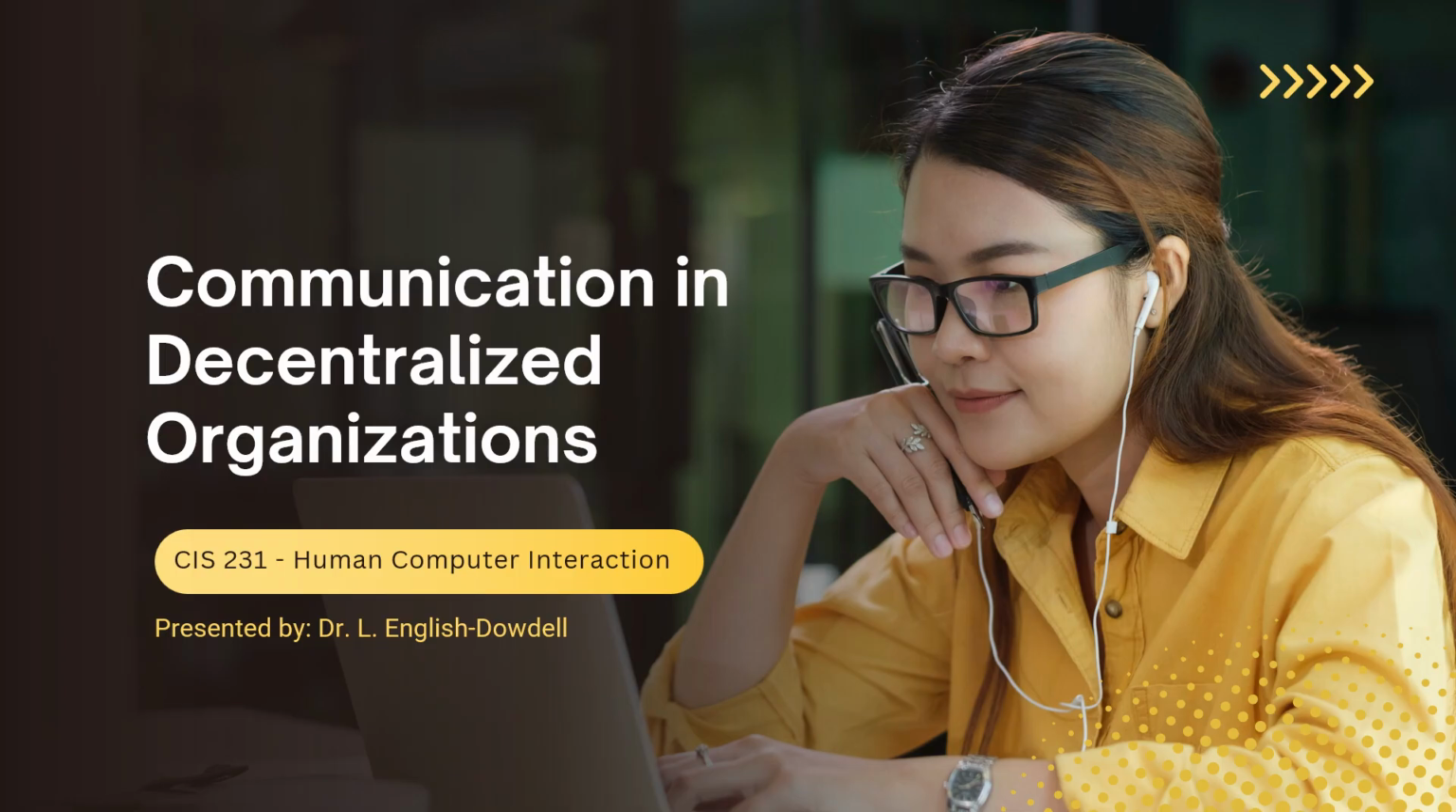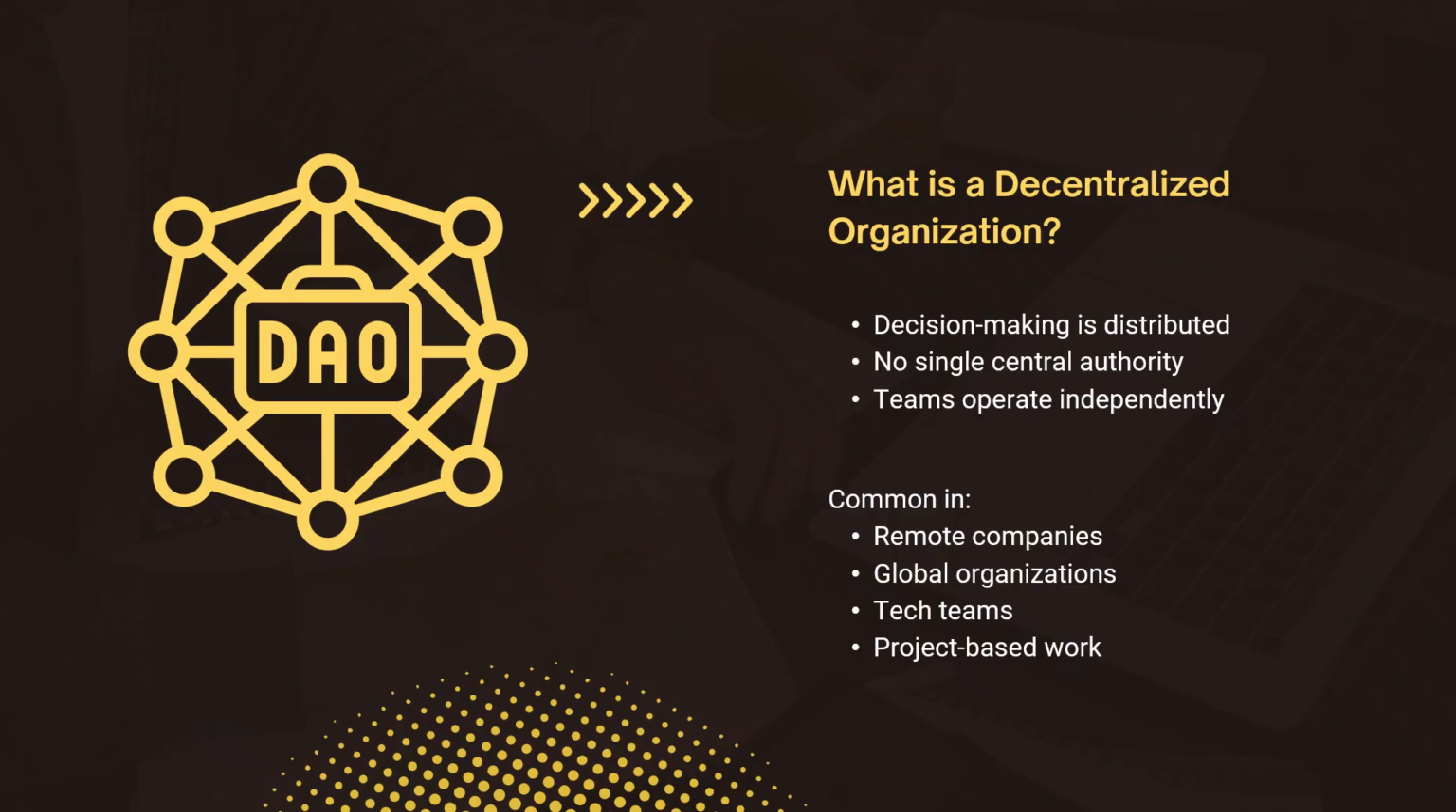So today, we're going to talk about what that actually means, and more importantly, how communication makes or breaks decentralized organizations. Now, a decentralized organization is one where decision making and communication are distributed across multiple individuals, teams, or locations, instead of being controlled from a single central authority. So instead of everything going through one manager or, say, one office, different teams or individuals have the ability to make decisions and communicate independently. This structure is very common in remote companies, global organizations, a lot of tech startups, and even project based teams. The key idea here is control is spread out, not centralized.